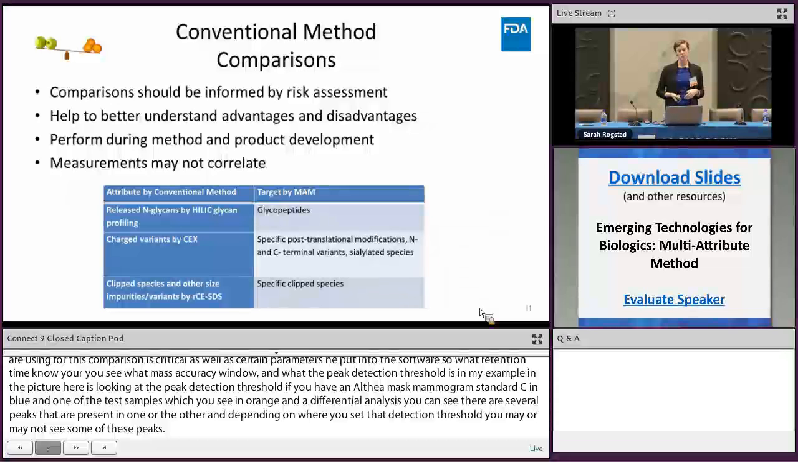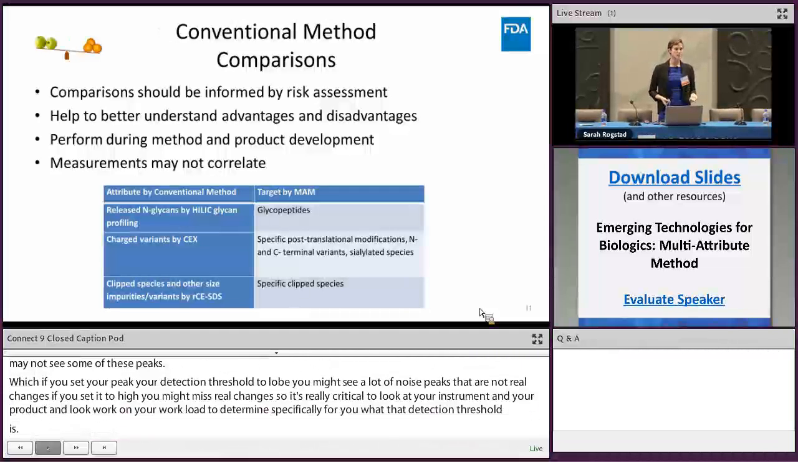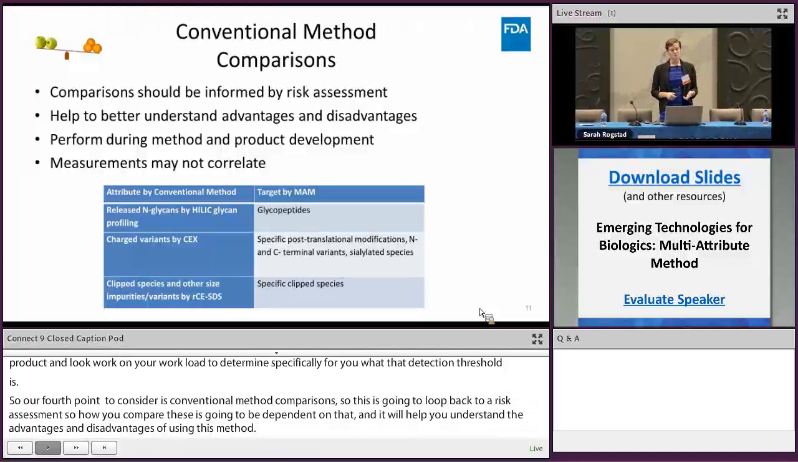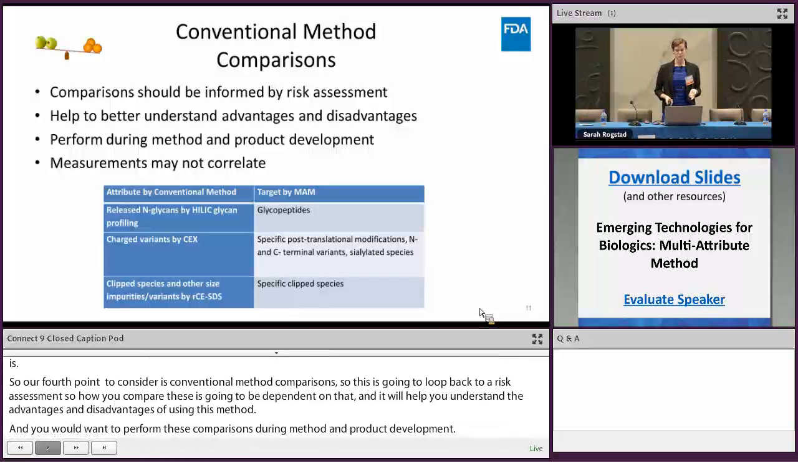All right, so our fourth point to consider is conventional method comparisons. This is going to loop back to our risk assessment, so how you compare these is going to be dependent on that. And it'll help you understand the advantages and disadvantages of using this method. You would want to perform these comparisons during method and product development. However, because you're not comparing apples to apples, you're comparing apples to oranges, your measurements may not correlate. So in the table here, we can see what the conventional method is measuring and what MAM is targeting.